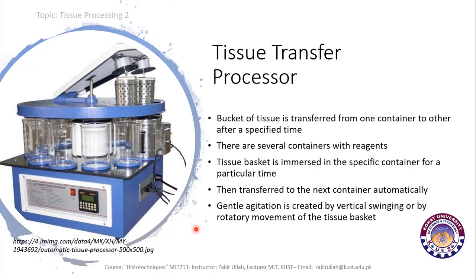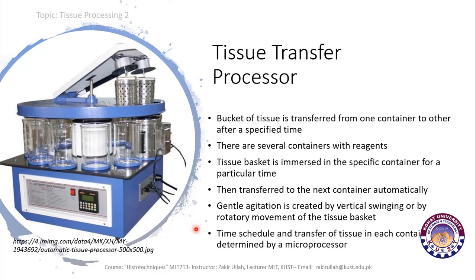Along with this transferring, a gentle agitation is also created by vertical swinging or rotary movement of the tissue basket within these jars. This helps in accelerated tissue processing. The time schedule and transfer of tissue in each container is determined by a microprocessor which is installed in the machine.